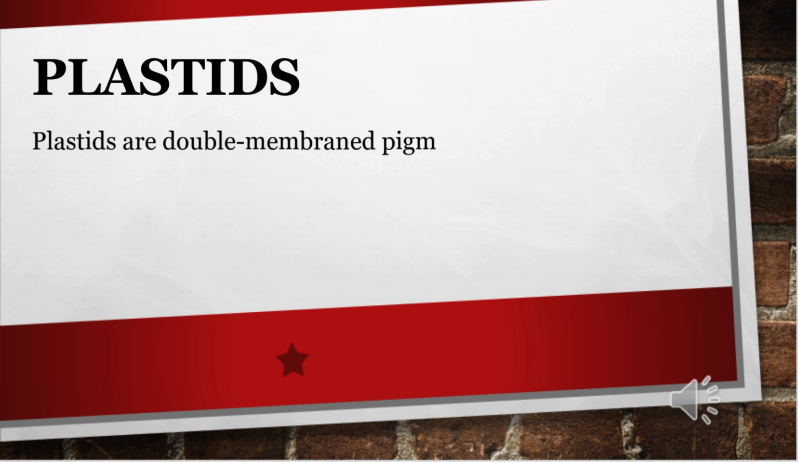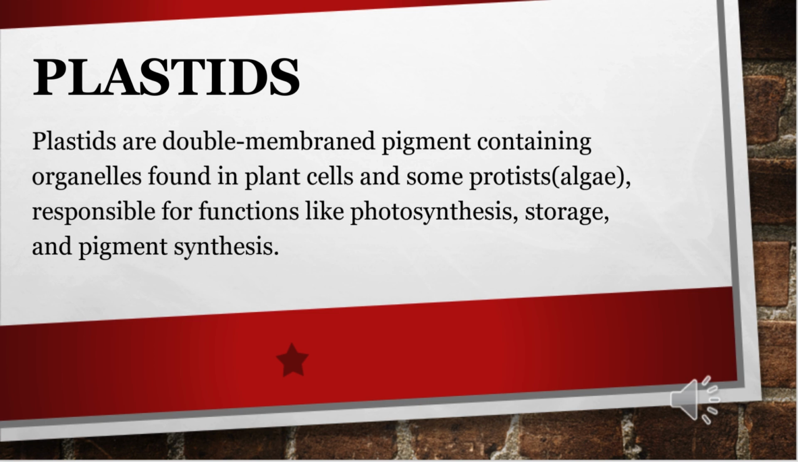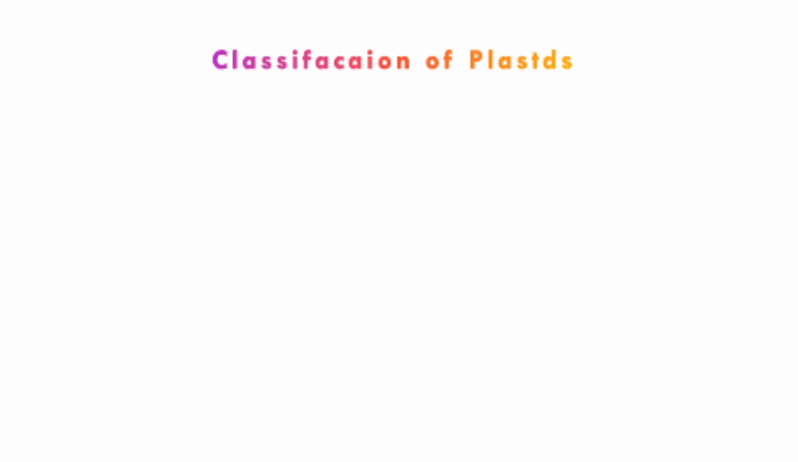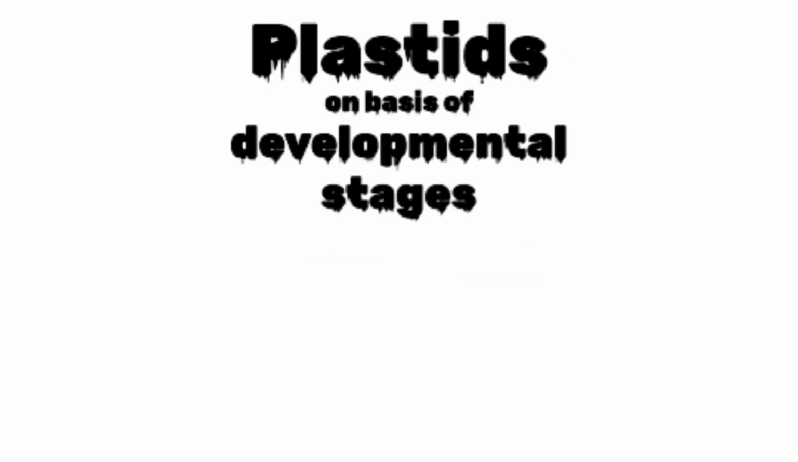Plastids are double-membraned organelles found in plant cells and certain protists, like algae. They contain pigments and play a crucial role in photosynthesis, storage, and pigment synthesis. Plastids can be classified based on the pigments they contain or their developmental stages. Based on developmental stages, plastids are classified into two types: proplastids and mature plastids.